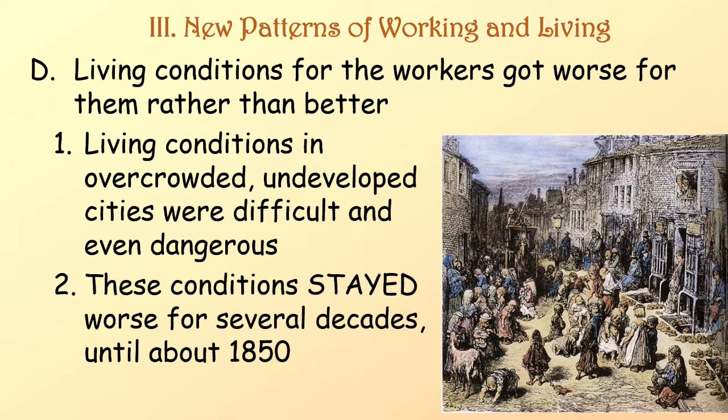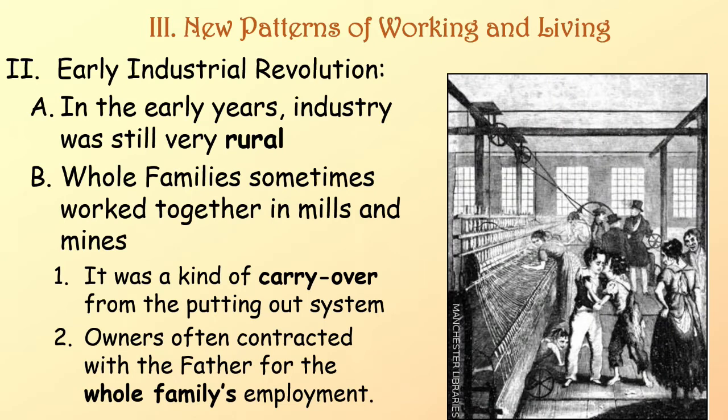Living conditions for the workers got worse for them rather than better. Living conditions in overcrowded, underdeveloped cities were difficult and even dangerous, and these conditions stayed worse for several decades until about 1850. The early Industrial Revolution. In those early years, industry was still very rural. Whole families sometimes worked together in mills and mines, and it was kind of a carryover from the old putting out system. Owners often contracted with the father for the whole family's employment.